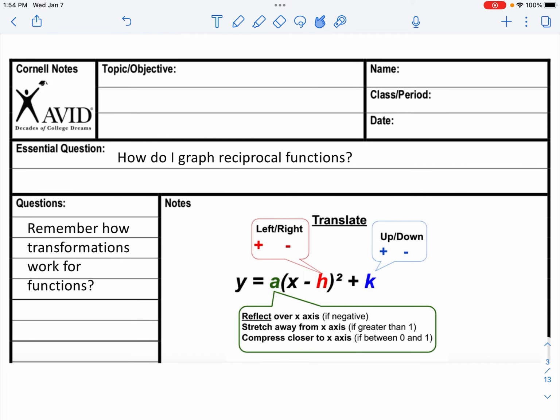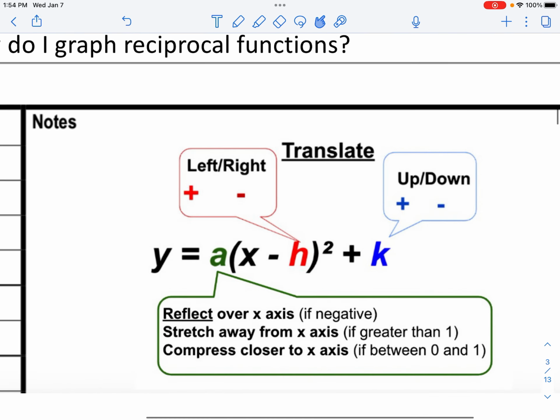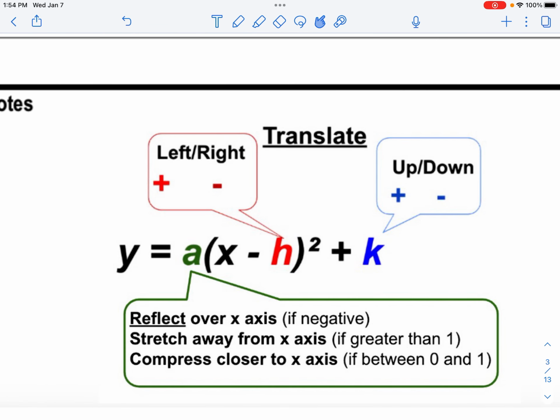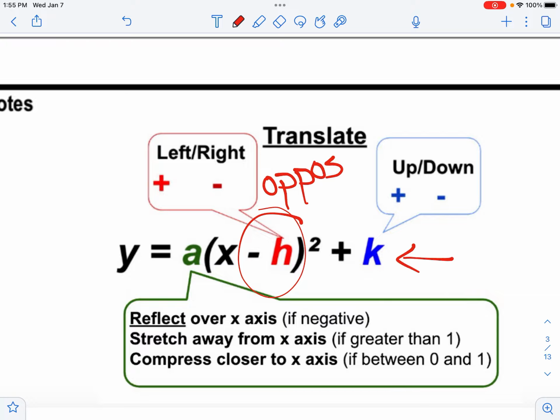You may remember back in the day when we transformed a function, like a quadratic function, how it looked. It kind of looked like this, where we could move it side to side, left and right, or up and down. When we did this one, remember it was kind of opposite of what we thought. So if it said x plus 4, we went to the left 4 rather than to the right 4. And then this one was up and down, and that was just normal.